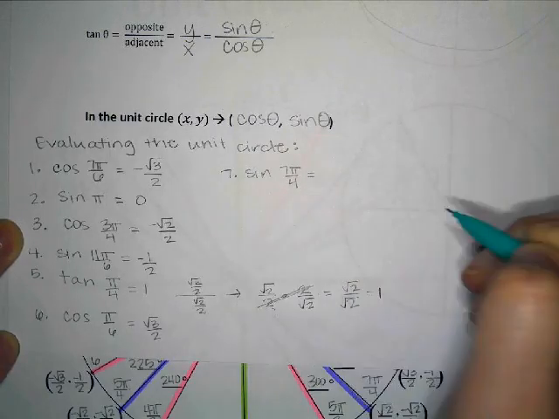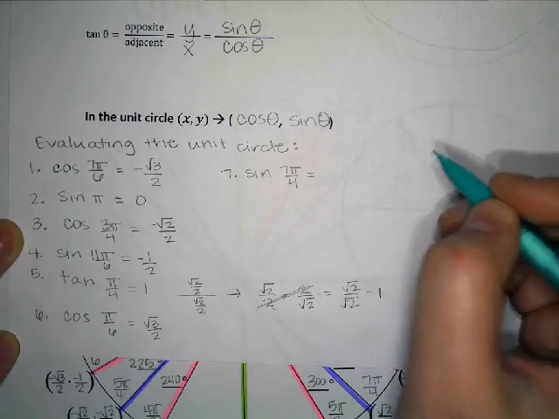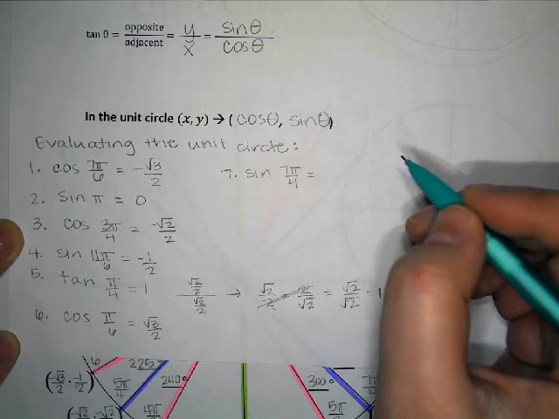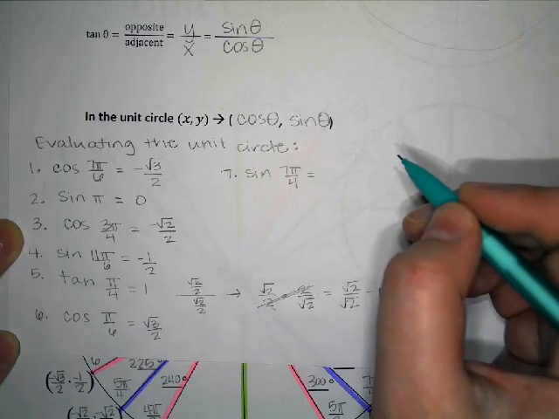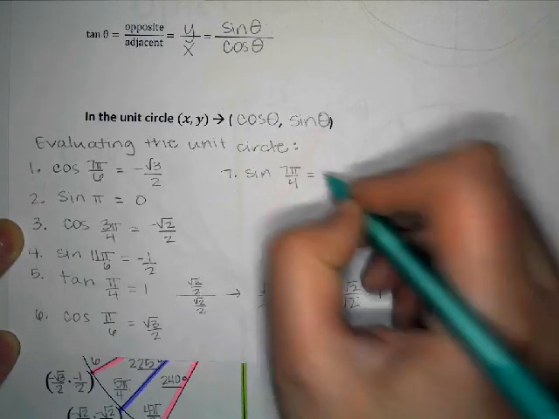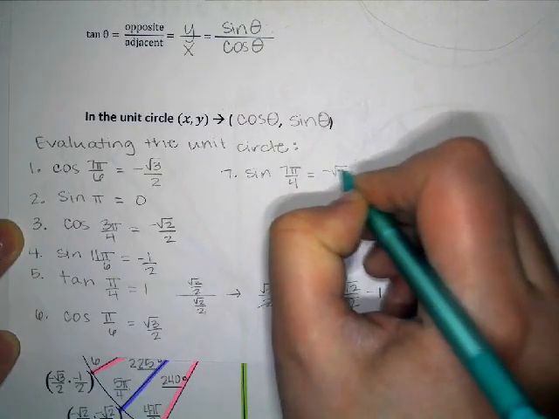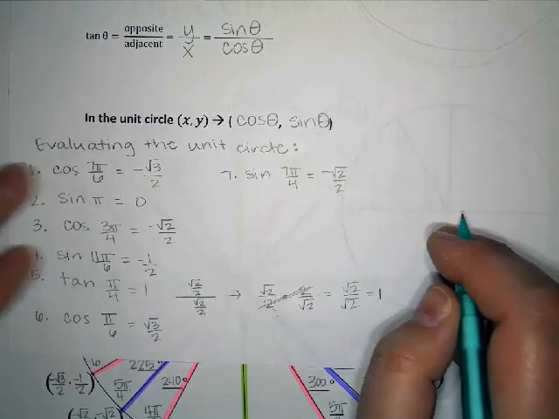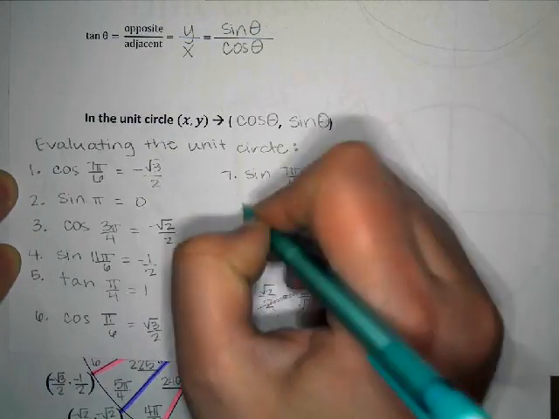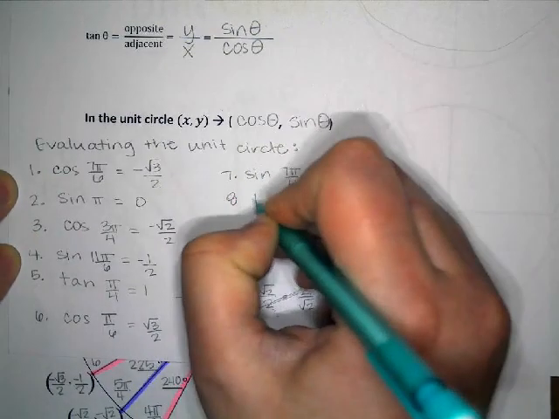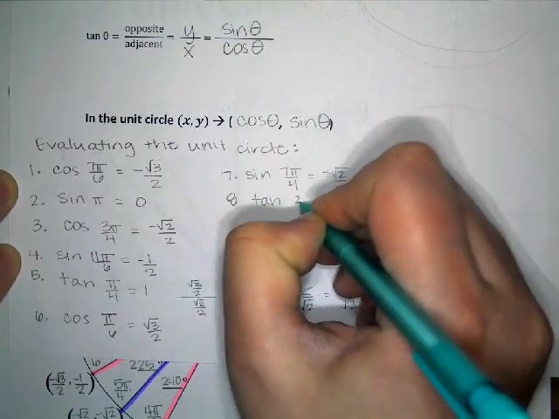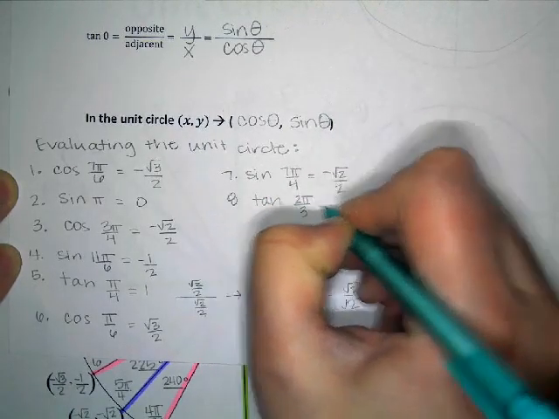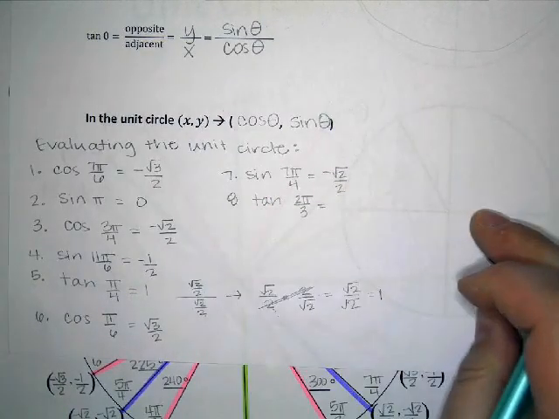You're close. You should be right on. Negative root 2 over 2. Perfect. Okay, let's look at tangent of 2 pi thirds.